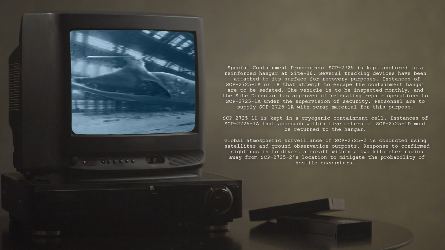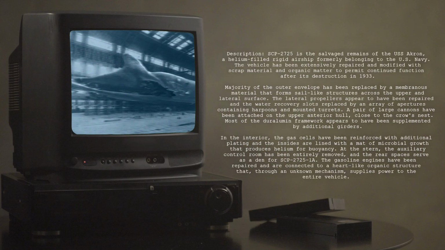SCP-2725-1D is kept in a cryogenic containment cell. Instances of SCP-2725-1A that approach within 5 meters of 1D must be returned to the hangar. Global atmospheric surveillance of SCP-2725-2 was conducted using satellites and ground observation outposts. Response to confirmed sightings is to divert aircraft within a 2-kilometer radius away from Dash-2's location to mitigate the probability of hostile encounters.